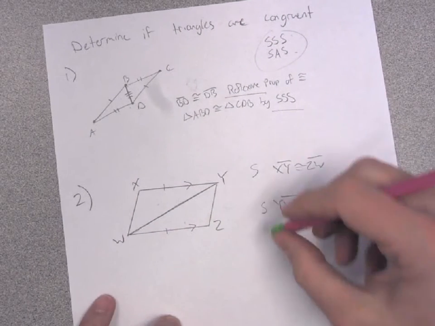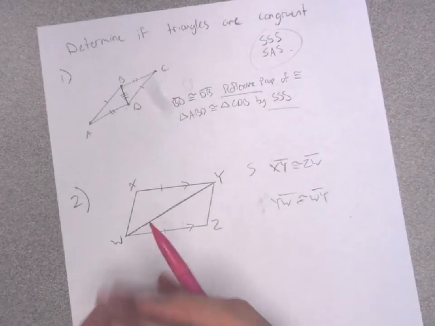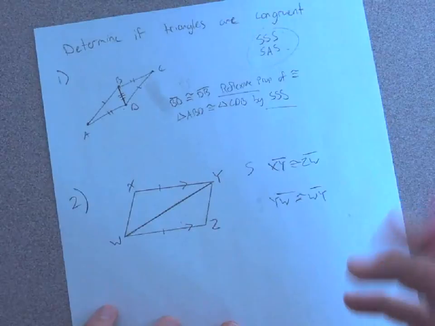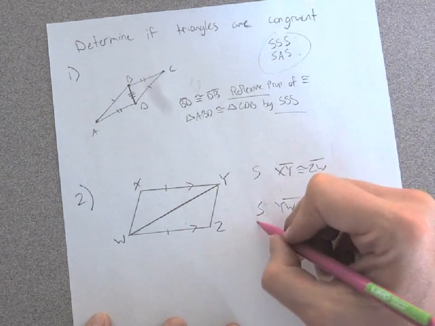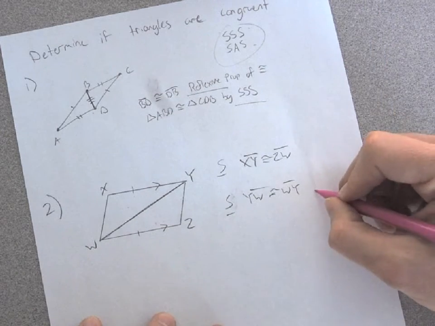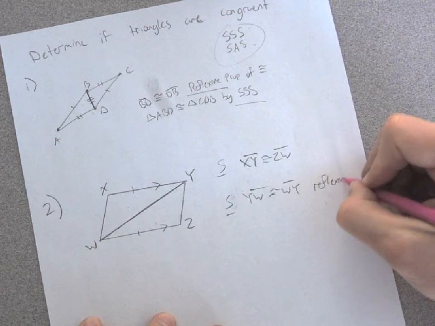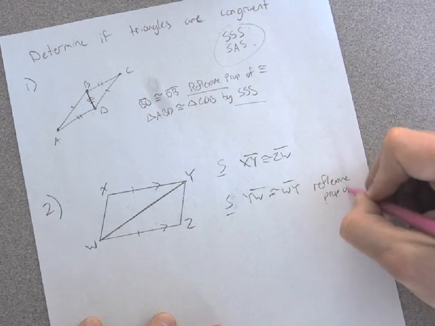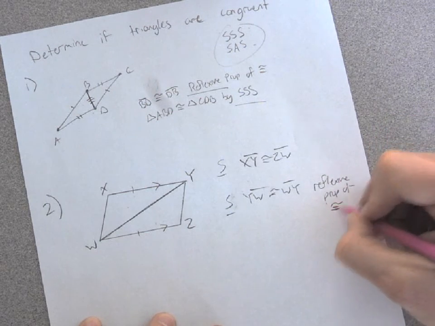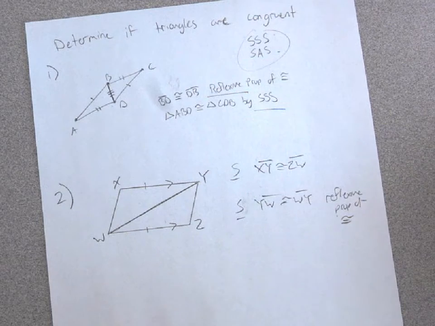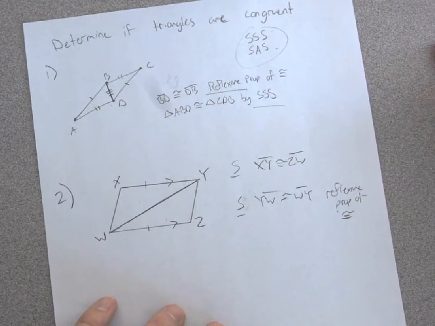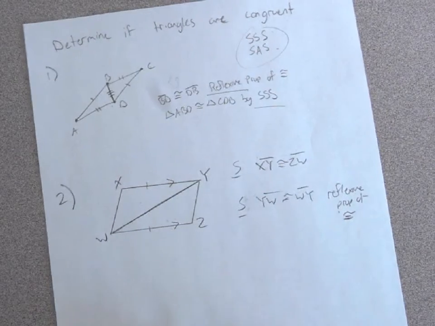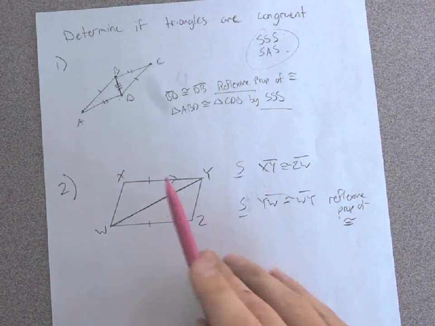But how do I know that? It's not marked in the figure. It doesn't give me that. We actually had to make a little bit of an inference there, and that's the reflexive property again. Reflexive property of congruence. So we need something else. We need another side, or we need another angle. So this is where another idea comes in that we've talked about before.